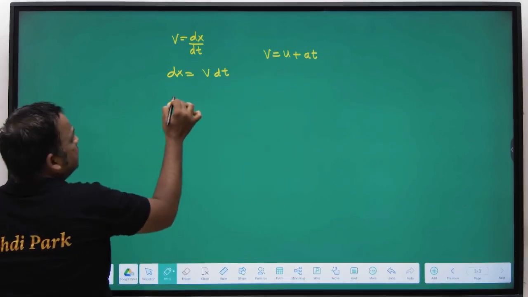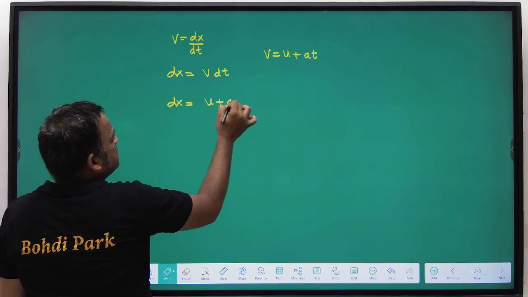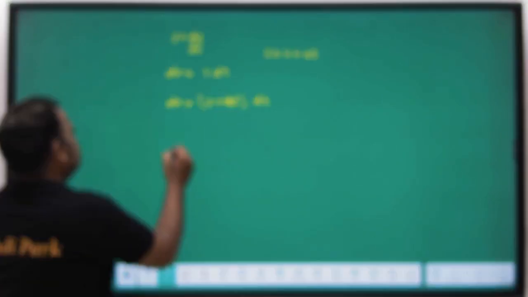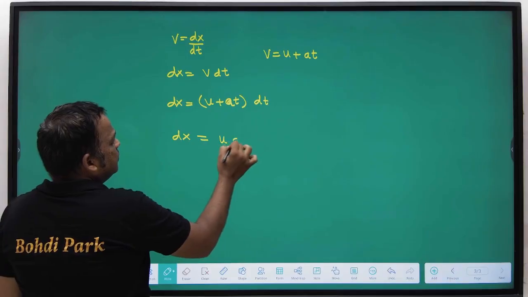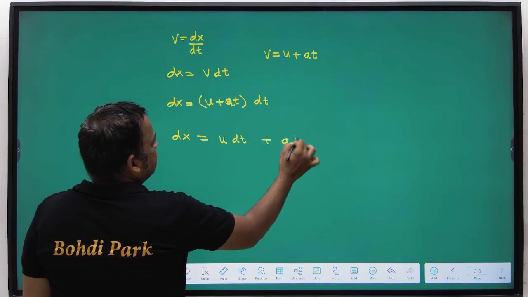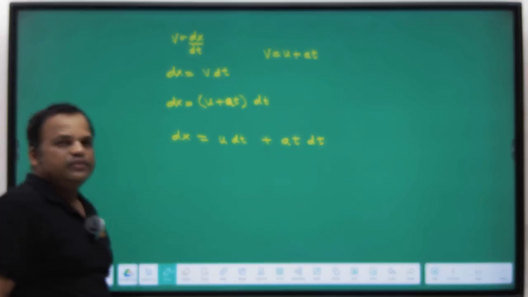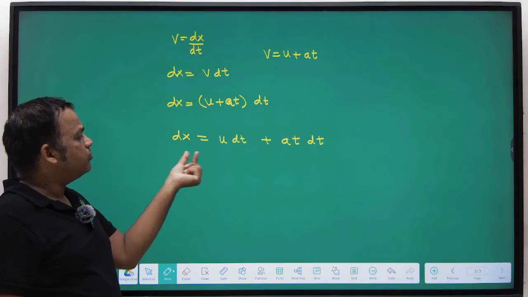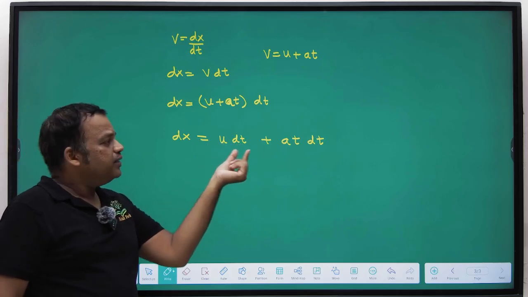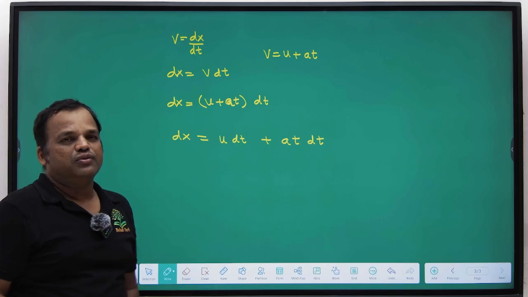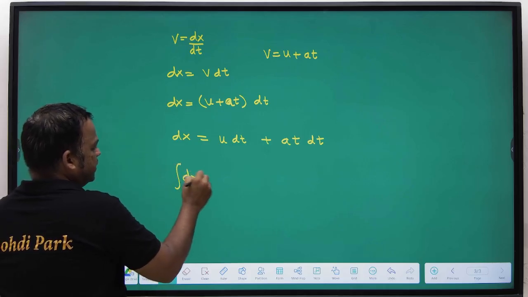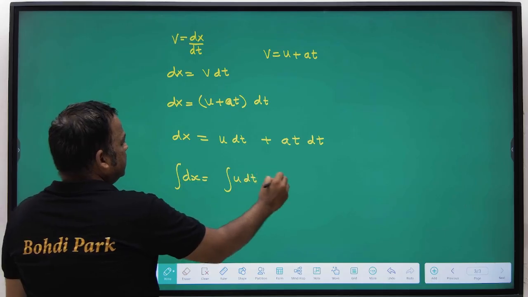So we have dx is equal to (u plus at) into dt. So this will be dx is equal to u dt plus at dt. So this is a small displacement. A small displacement is the addition of u into dt plus at into dt. So what is the total displacement? You have to integrate. So total displacement will be integration of dx, which is integration of u dt plus integration of at dt.